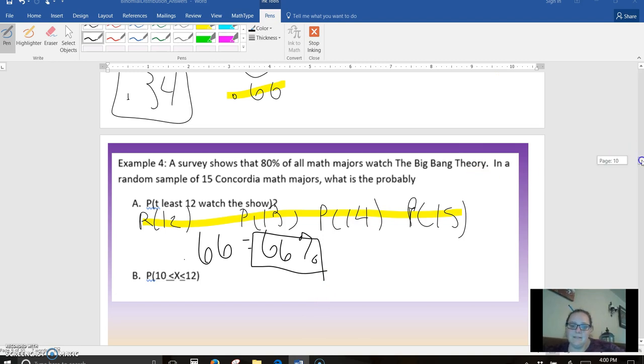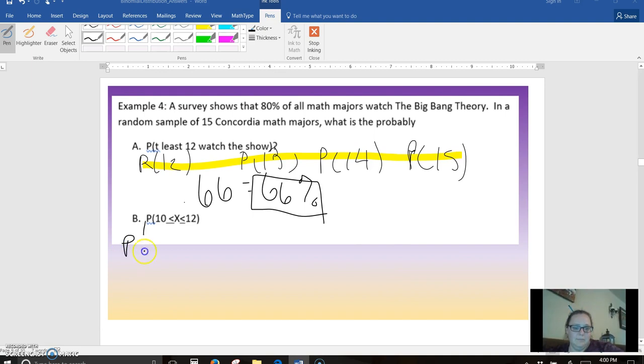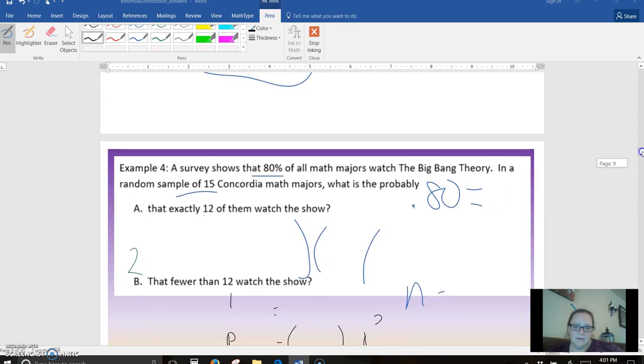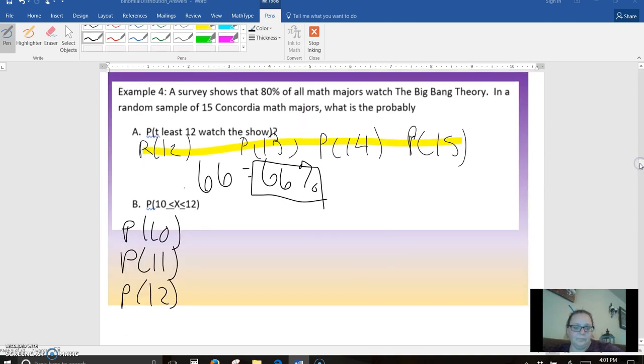Then P of 10 less than or equal to X, less than or equal to 12, means P of 10, P of 11, P of 12. And so we've done P of 12. What was it? 25%.